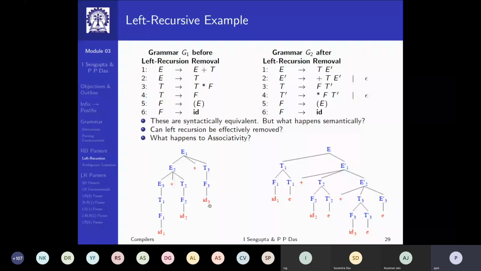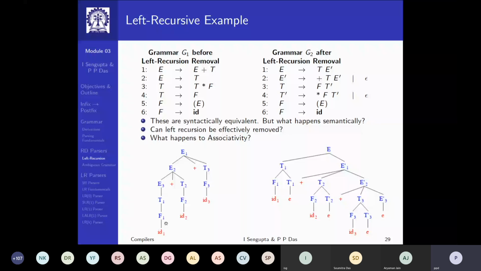This is the parse tree. So E produces E plus T. E1 produces E2 plus T3. Just numbers are given for being able to identify different E's and different T's. Then this E2 produces E3 plus T2. E3 produces T1, that's production rule 2. T1 produces F1, production rule 4. F1 produces ID1, production rule 6.